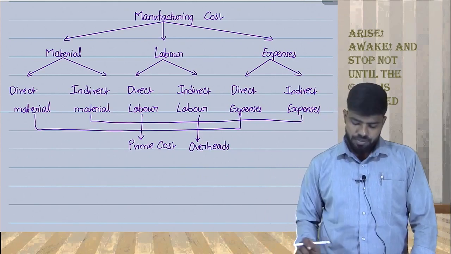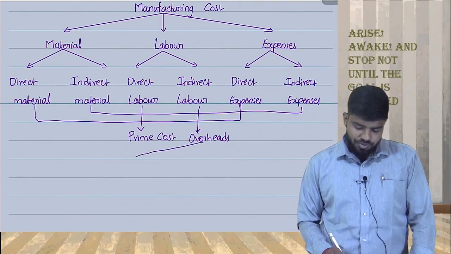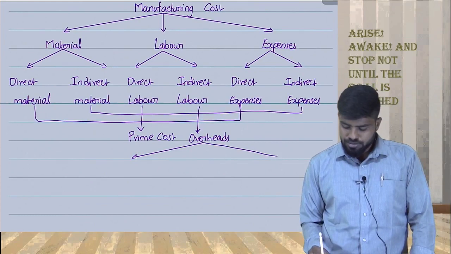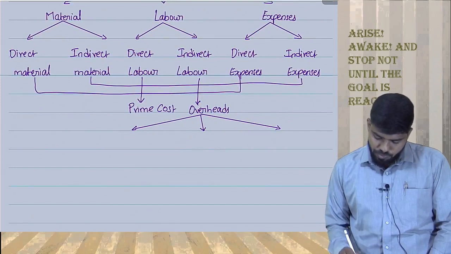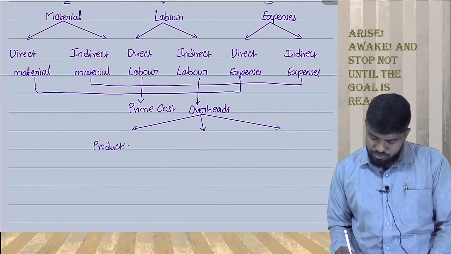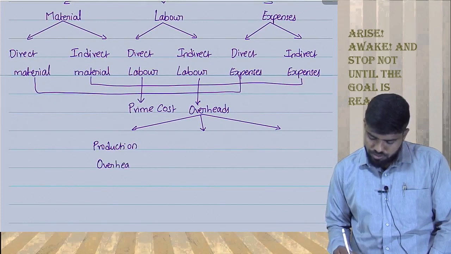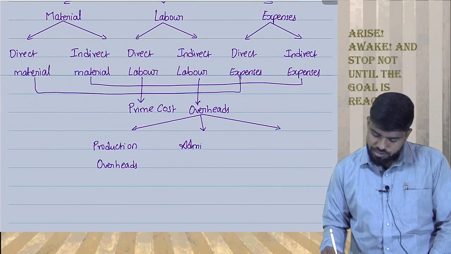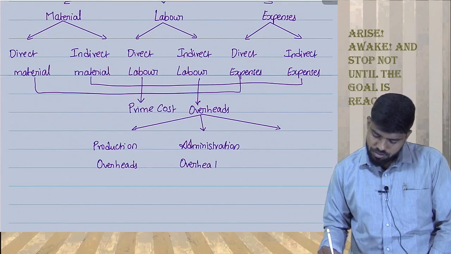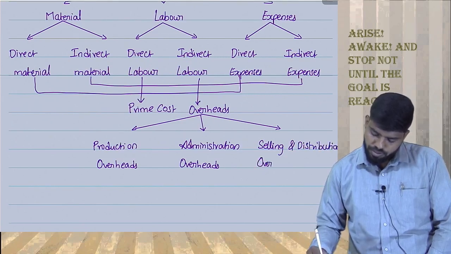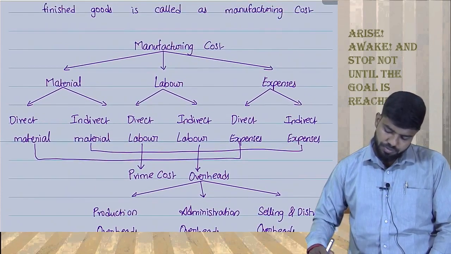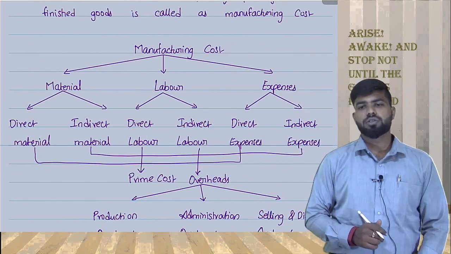Overheads can again be classified into three categories, that is production overheads, administration overheads, selling and distribution overheads. So this is the chart of the manufacturing cost.